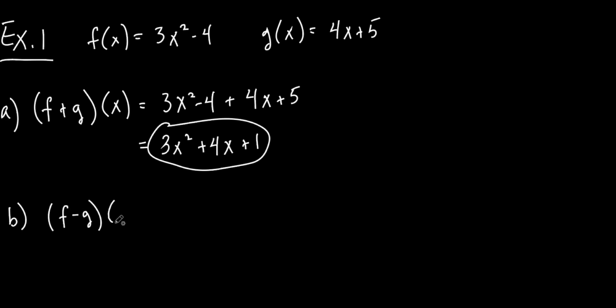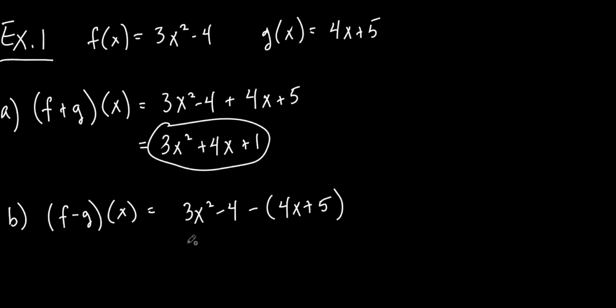f minus g of x. Now you've got to be a little bit more careful on this one, because what is this? This is f of x minus g of x. So what's my f of x? 3x squared minus 4, minus the g of x. Now, what do you have to be careful about here? You're subtracting this whole thing right there. So what do you need? Am I just going to go minus 4x plus 5? Parentheses, right. You're going to go minus parentheses 4x plus 5. That is the key to that problem right there.